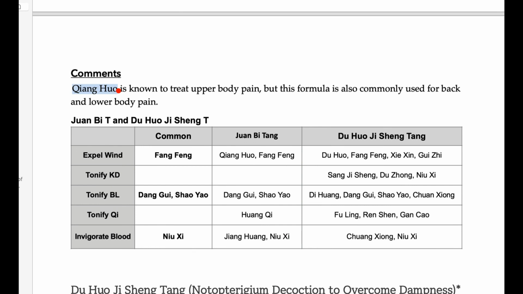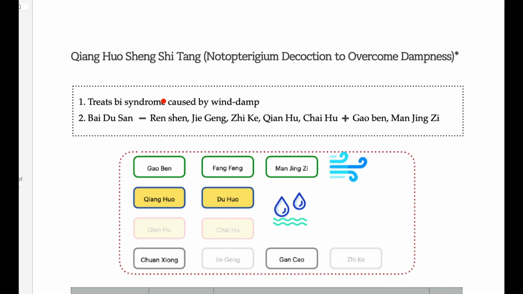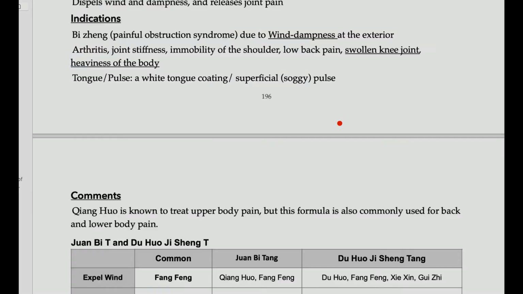Qianghuo treats upper body and Duhuo treats lower body. But this formula is also commonly used for back pain and lower body pain too. Okay, this is Qianghuo Shengshi Tang, treating wind damp, painful obstruction syndrome. This is based on Baidusan, with Renshen, Jiegeng, Zhiqiao, Qianhu and Chaihu removed. Compared to Ermiaosan, this one does not treat heat type of painful obstruction syndrome, but wind type, wind damp Bi syndrome. Okay, let's talk about Duhuo Jisheng Tang.